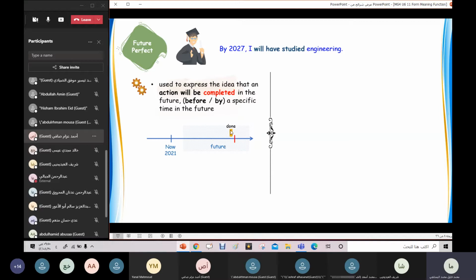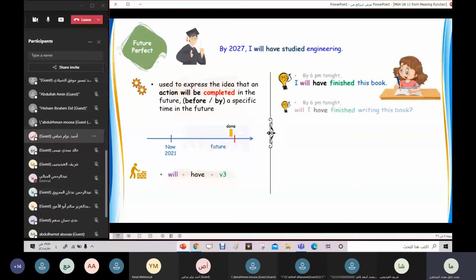Okay. So this is about the future perfect. It consists of what? Will have plus verb 3. I will have finished this book by 6 p.m. tonight. Will I have finished writing this book? Yes, you will. No, you will not.